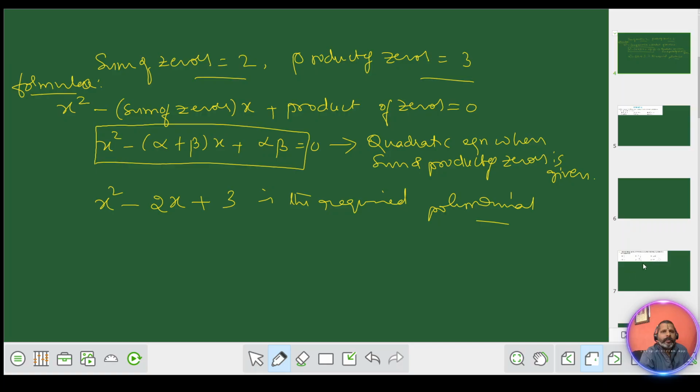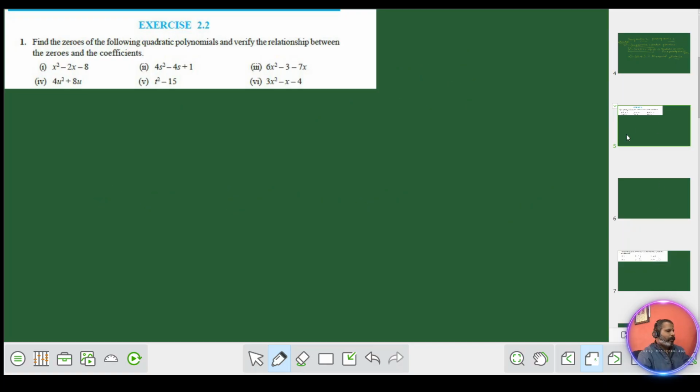Let's see the exercise problems. What is the first question? Find the zeros of the following quadratic equation and verify the relationship between them. Let's see the first one. X square minus 2x minus 8.